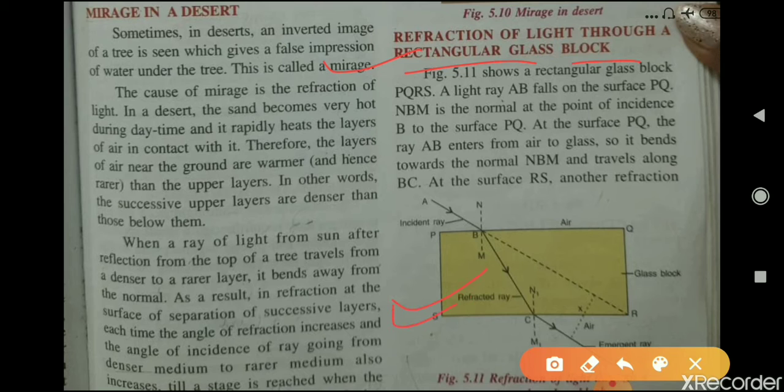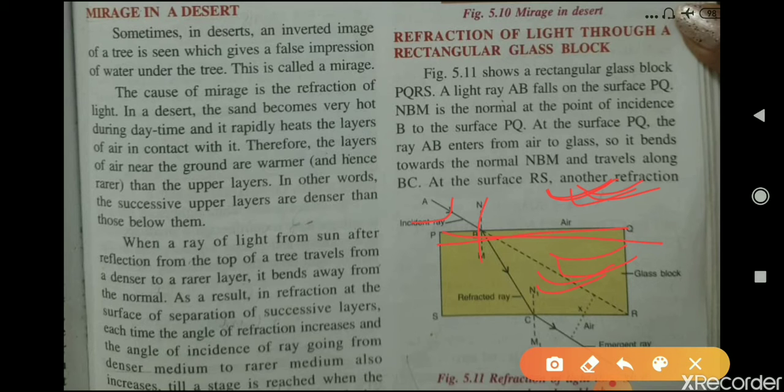In this figure, you can see this rectangular glass block PQRS. A ray of light AB falls on the surface PQ, and NPM is a normal at the point of incidence. When this ray AB falls on the surface PQ, it enters from a rarer medium to a denser medium, because here the medium is air and here the medium is glass.